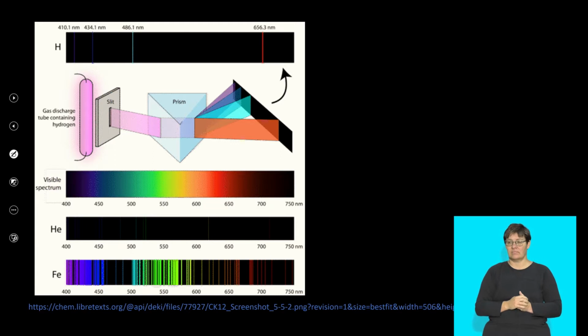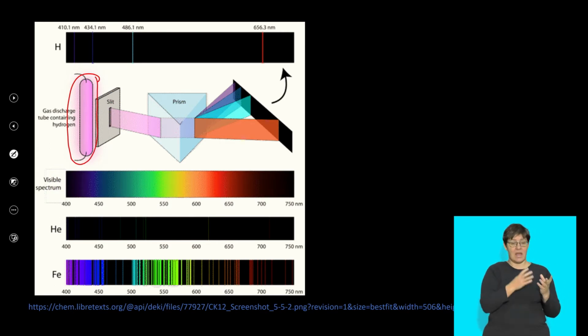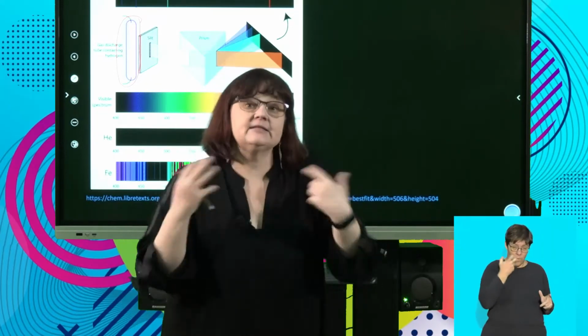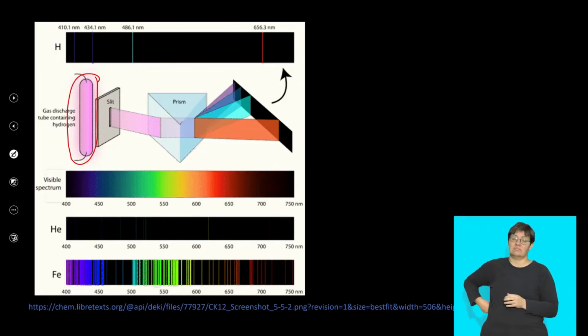Now, here's just an example of how we get it. This is the discharge tube that has hydrogen in it. We've put an electrical source on either side of it. It's excited it, heated it up, and now we just have this whole spectrum, all this light everywhere. We need to narrow that down a little bit.